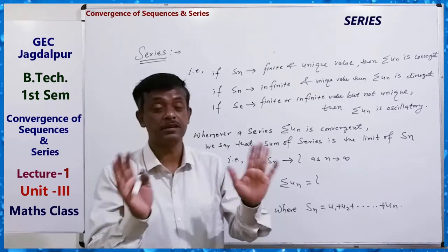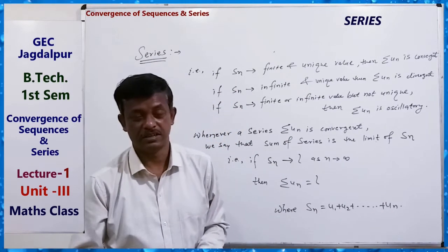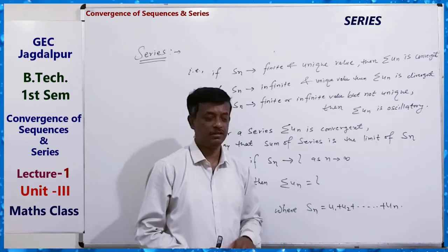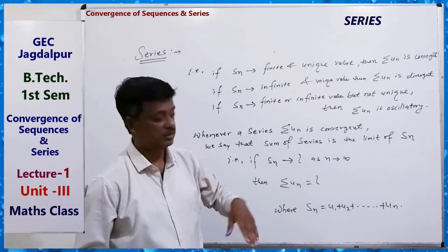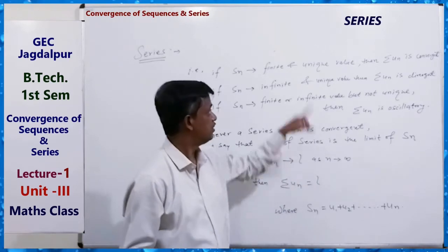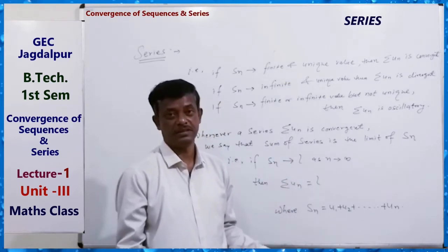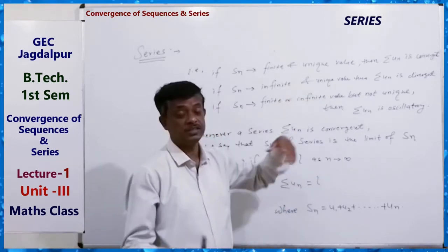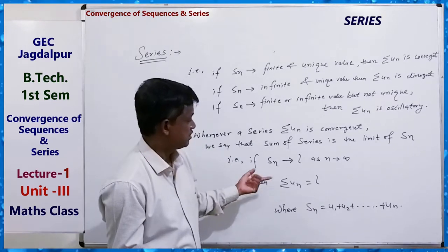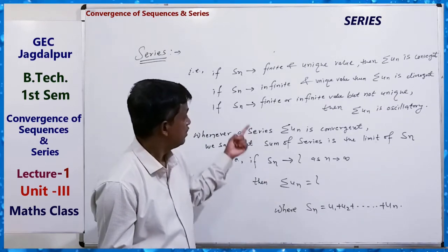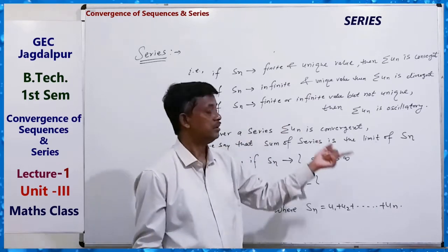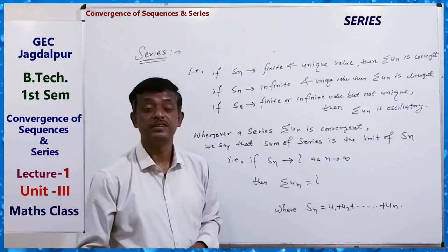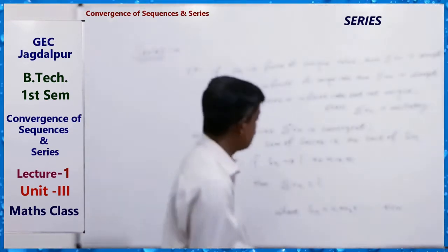When we say that the series is convergent, divergent or oscillatory, just make the partial sum for the series and find its limit. If its limit is finite and unique, then the series is convergent, and that finite value is the sum of the series. If this limit is infinite but unique, then we say that the series is divergent and the sum is infinite. And when Sn tends to a finite or infinite value but not unique, then we say that the series is oscillatory.